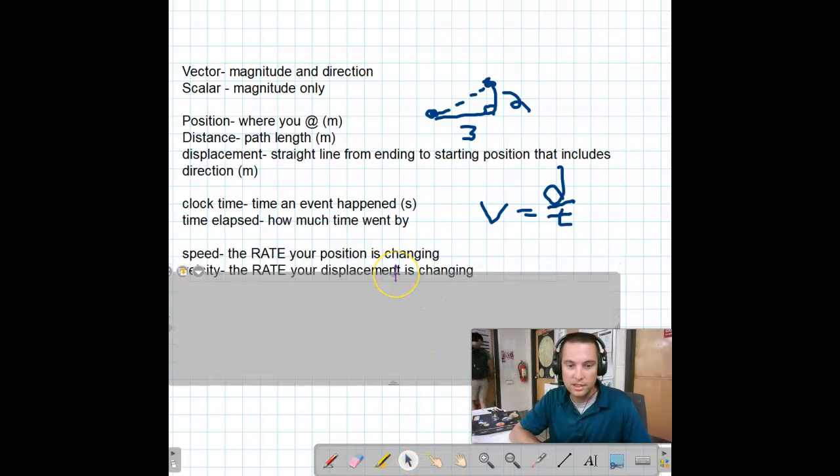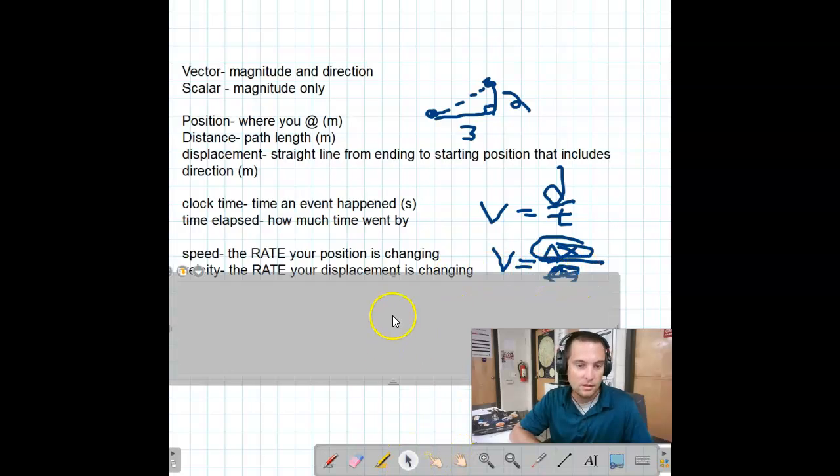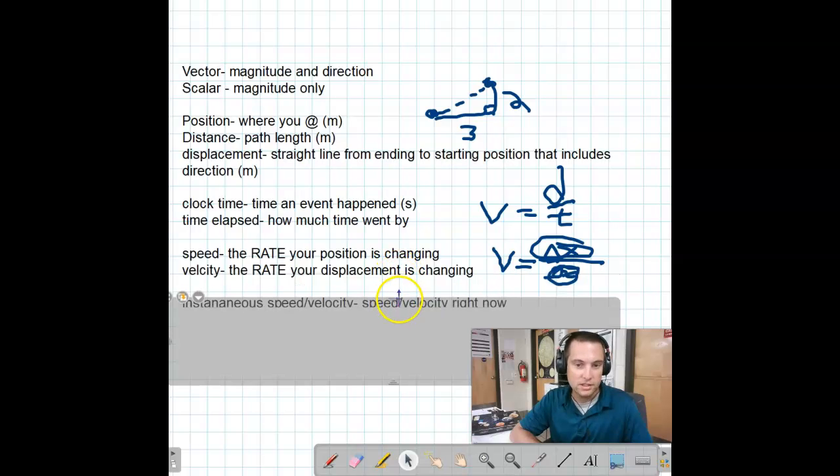Velocity is the rate your displacement is changing. Velocity is the rate your displacement is changing. So we're also going to use v, and then delta x over delta t. So now we're looking at our displacement, which is delta x, over the time interval, the time elapsed. Again, rate is just how something changes as time goes on.